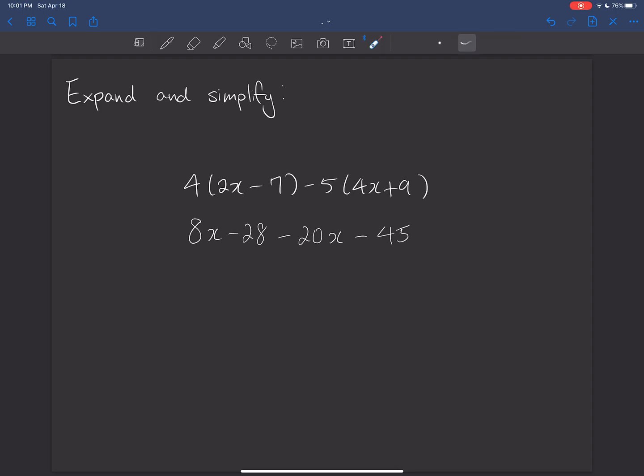And then I find all the like terms, 8x and negative 20x, and negative 28 and negative 45, and group them together. So 8x minus 20x would be negative 12x. And then negative 28 minus 45. Negative 28, negative 45. So with a negative sign, you add them together. So 73, minus 73. And that's it.